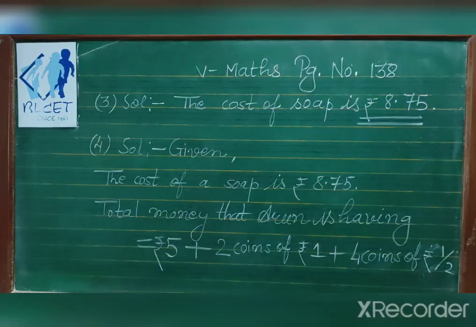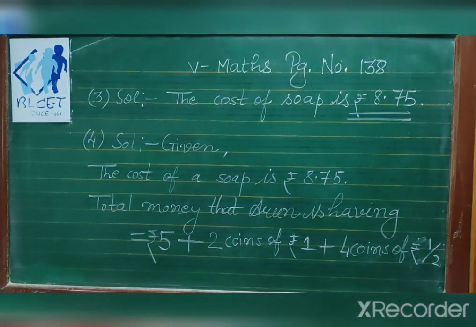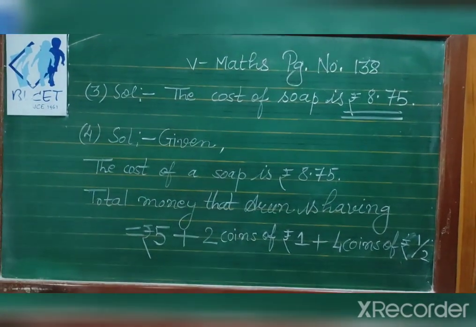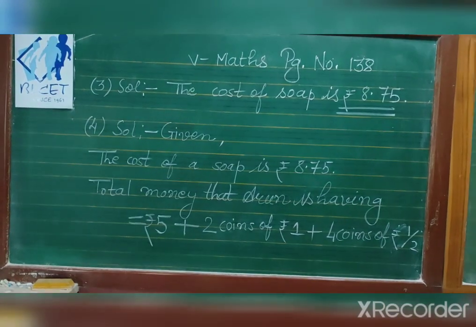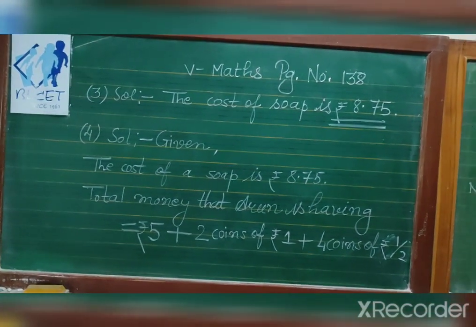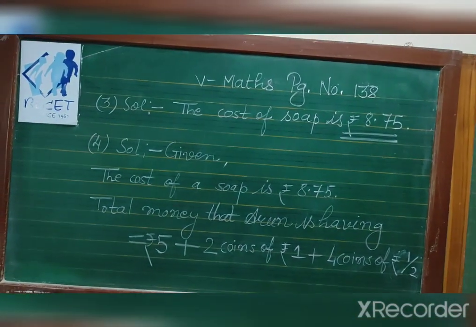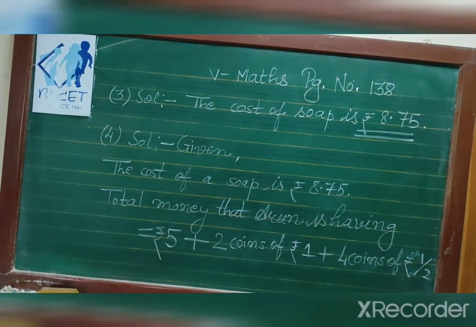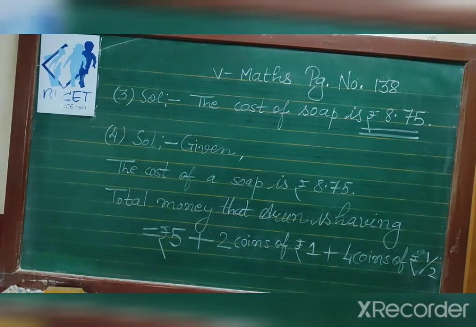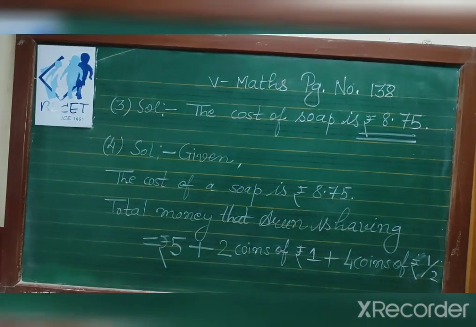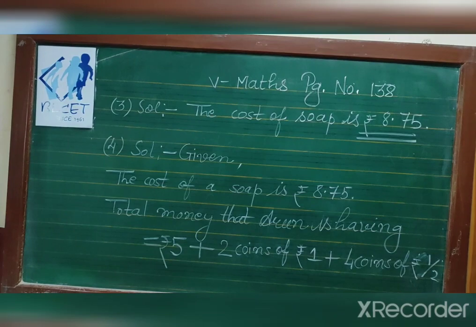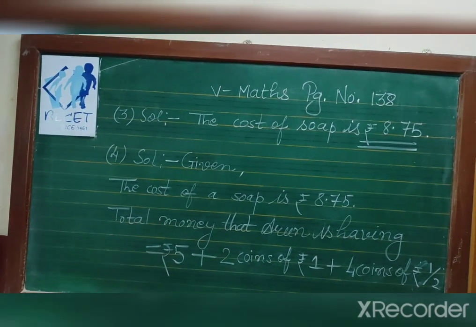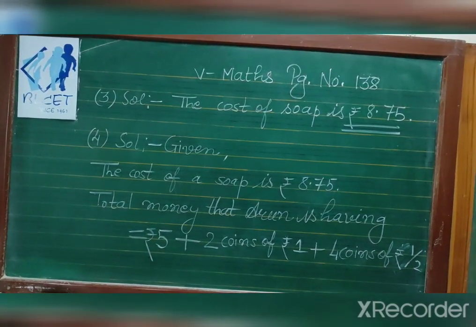Okay. See here, the cost of a soap is rupees 8.75. That is the answer of the third question. Now in the fourth question, Arun is having some money in this way: rupees 5, then 2 coins of rupees 1 and 4 coins of half rupee. Now he has purchased a soap. Then we have to calculate the left money, how much money he is getting back.